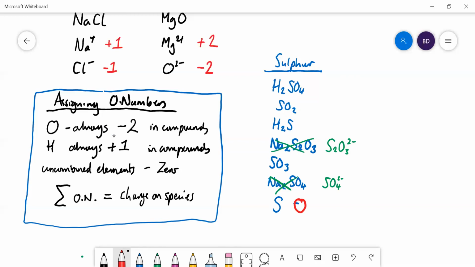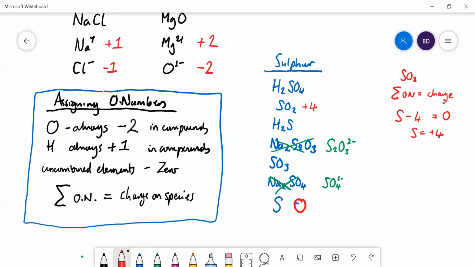So SO2. The sum of the oxidation numbers is equal to the charge on the species. Well, what's the charge on SO2? It's 0. Sulfur, that's our unknown, S. Do a little algebra equation. Each oxygen is -2, and we've got 2 of them, so that's S minus 4 is equal to 0. So just do a bit of algebra there. S is equal to +4. The oxidation number of sulfur in that one is +4.